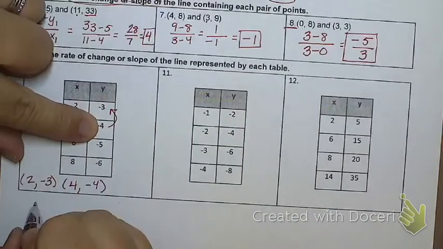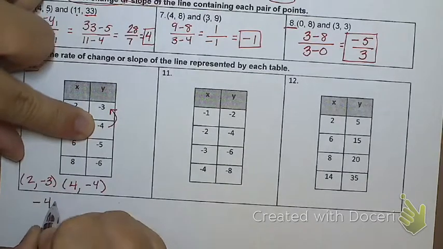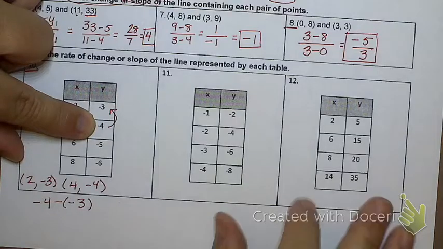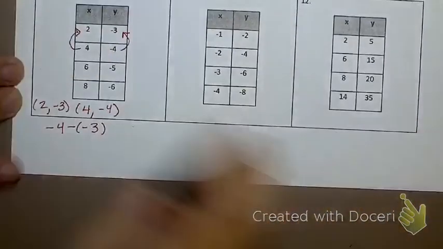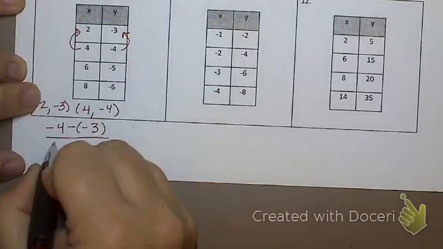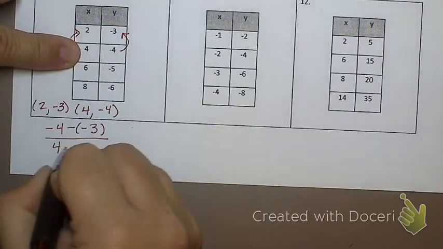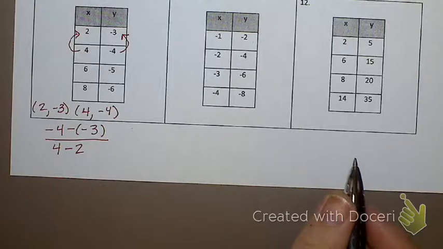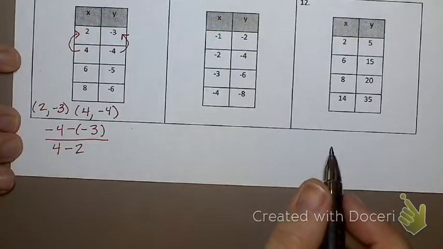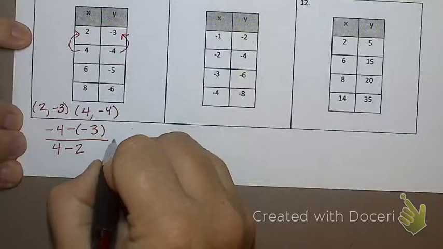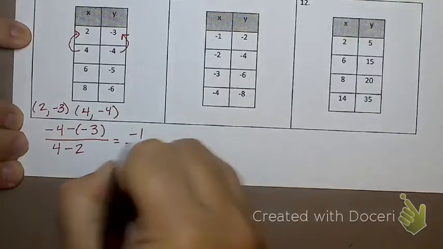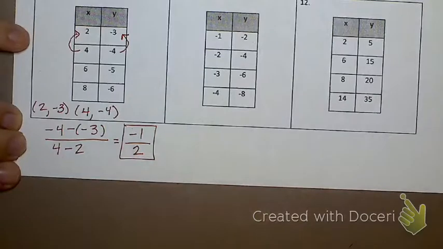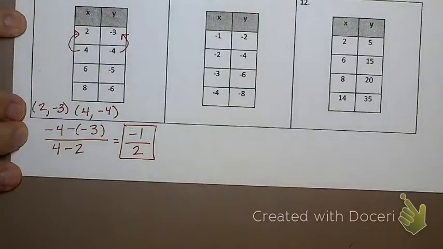Or you could just do -4. Now be careful. Minus -3. You need the minus sign and that negative sign. Okay? And then on the other side, I would have 4 minus 2. What does -4 minus -3 turn into? -4 plus 3. -4 plus 3, which is what? -1. And then 4 minus 2? That's 2. And -1/2 doesn't reduce, so that's my answer.